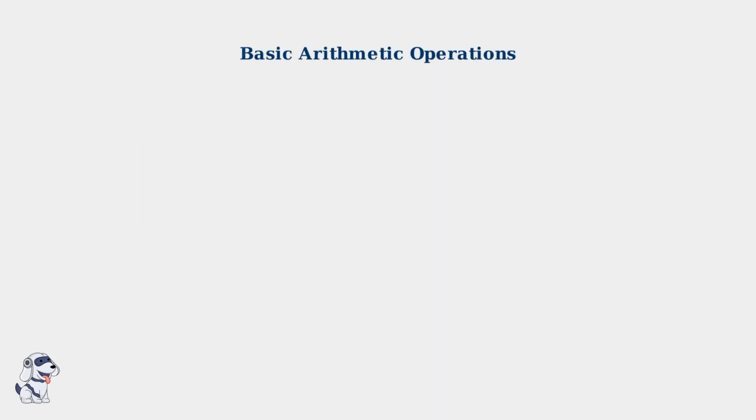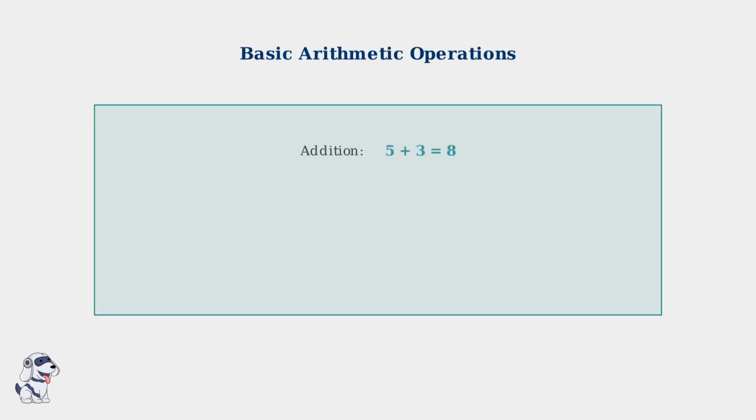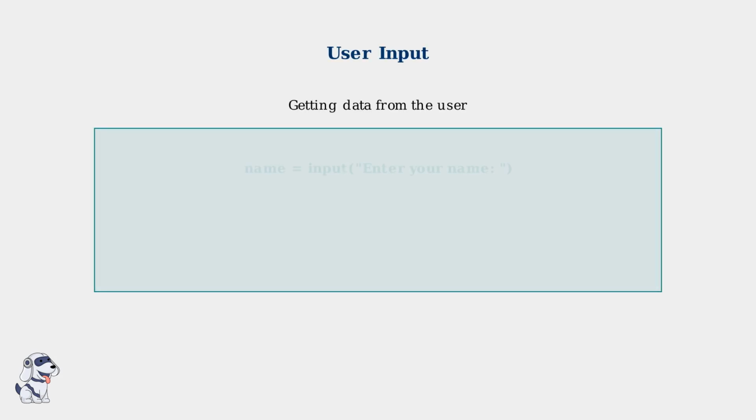Python supports basic arithmetic operations. Addition uses plus, subtraction uses minus, multiplication uses asterisk, and division uses forward slash. Python can get input from users using the input function. This function always returns a string, so you may need to convert it to other data types for calculations.